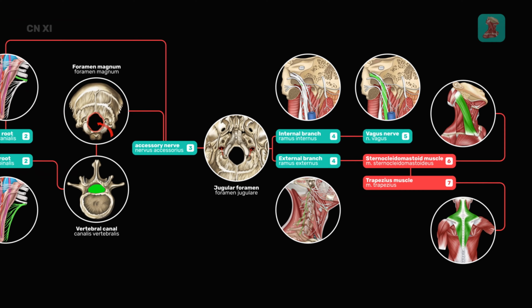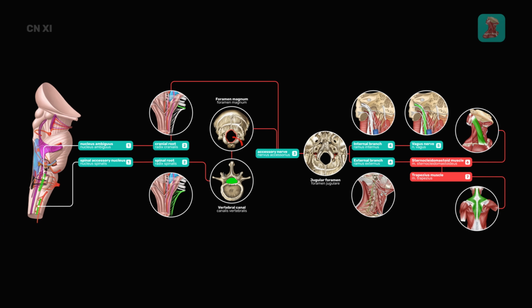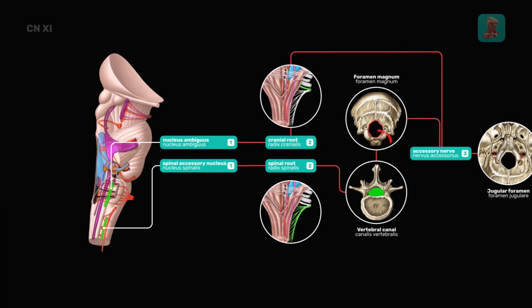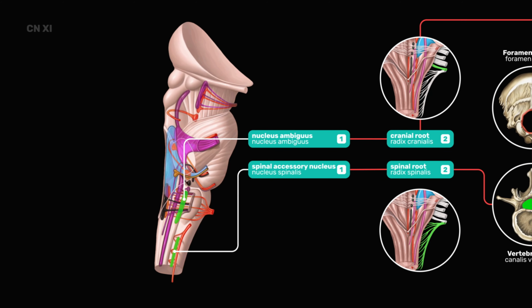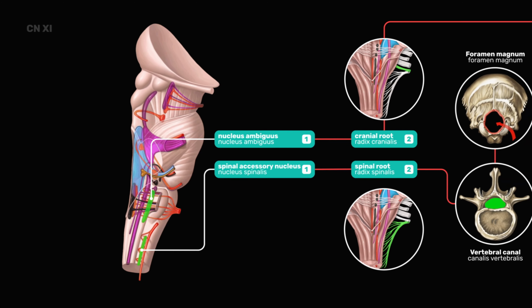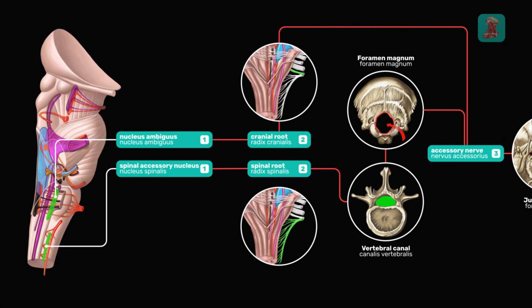Alright, here's a quick summary. The accessory nerve is the 11th cranial nerve, CN11. The accessory nerve has two divisions, or components, a cranial and a spinal division. The cranial division arises from the nucleus ambiguus and exits the brain along the posterior border of the olive. The spinal division arises from the spinal accessory nucleus within the 5 upper cervical segments of the spinal cord.